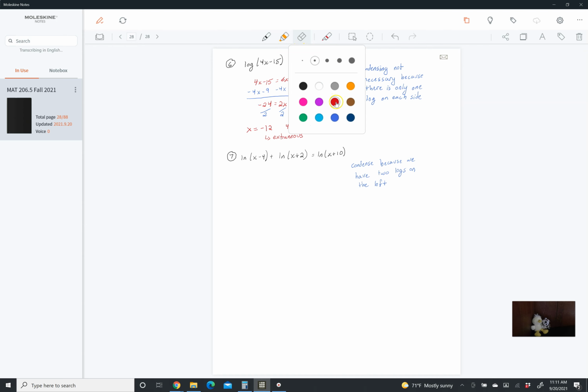So here when we condense, this is addition, so we're going to use the product property. So we get ln of x minus 4 times x plus 2 is equal to ln of x plus 10. And again, you can multiply this x minus 4, x plus 2 now, or you can multiply it after we set the arguments equal to each other. I'm going to do it after. There's not really a reason either way. It's the same number of steps, so whichever you prefer.